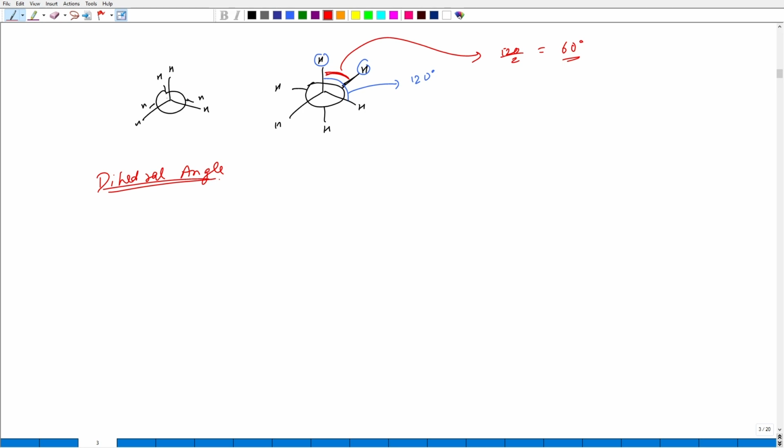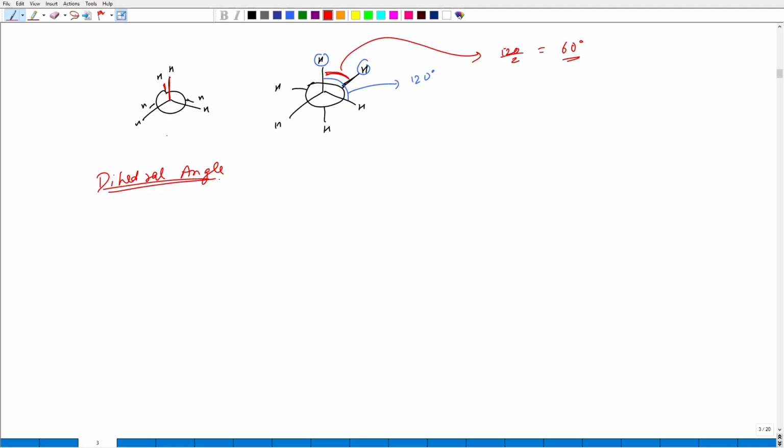Whereas in the eclipsed conformation, the hydrogen CH bonds are almost parallelly aligned to each other. That means the angle between those two hydrogens is almost 0 degrees. So, in the eclipsed case, the dihedral angle is 0 degrees, whereas in the staggered conformation the dihedral angle is 60 degrees, and this dihedral angle directly relates to the stability or the torsional strain of the molecules.